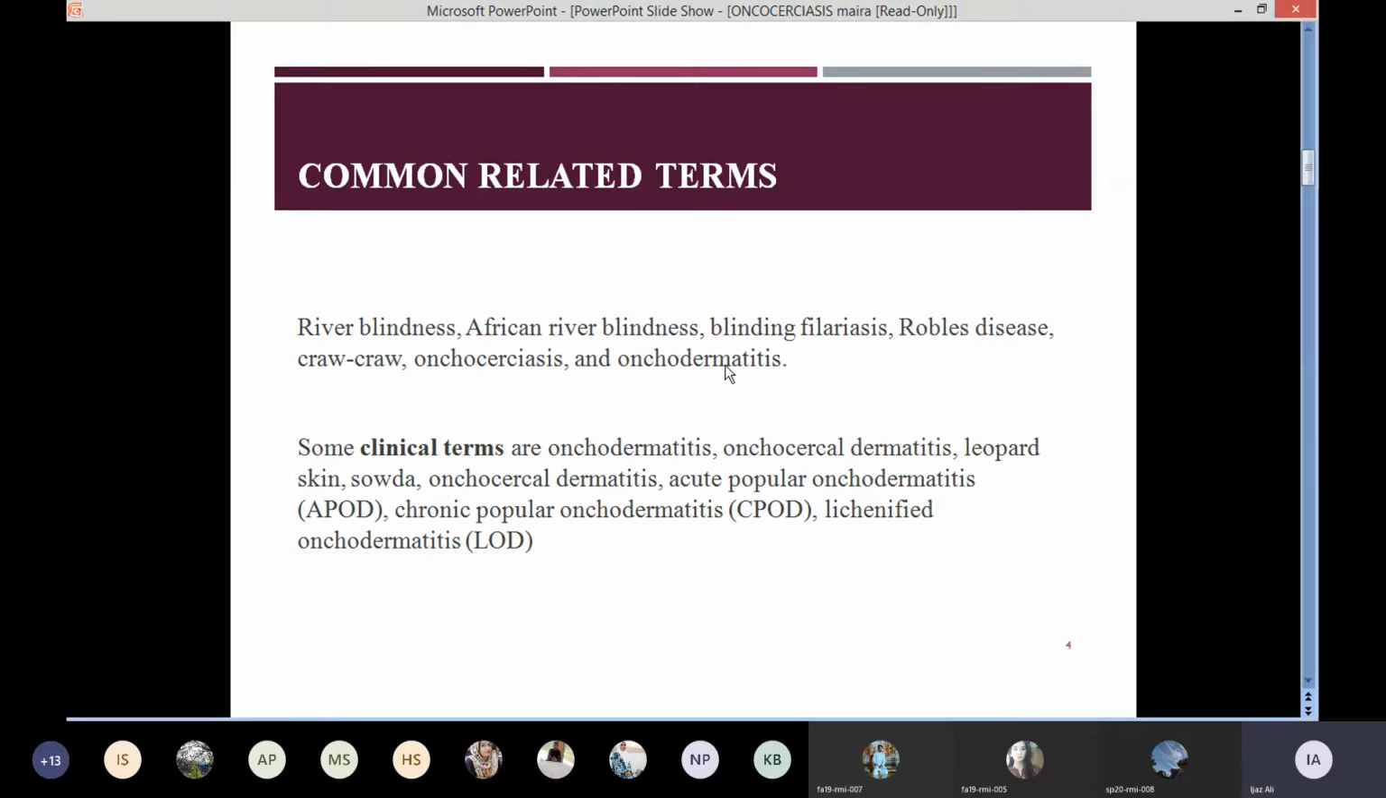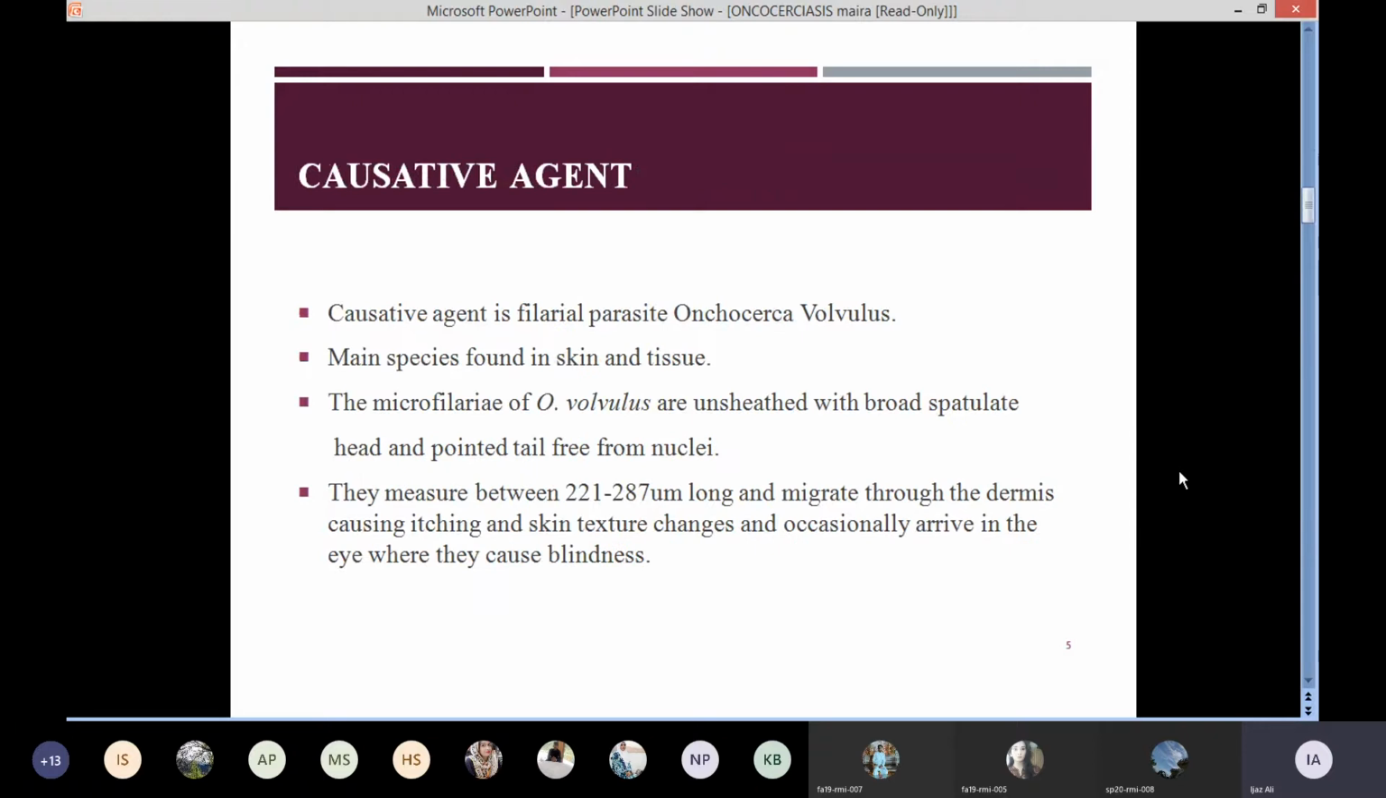Okay. These are the common related terms: river blindness, African river blindness, blinding filariasis, or Robles disease. So these are different terms used for the same condition. And some other clinical terms you can see here: onchodermatitis, onchocercal dermatitis, lizard skin. So you can see these are different terminologies, essentially describing the same condition that we are talking about here.